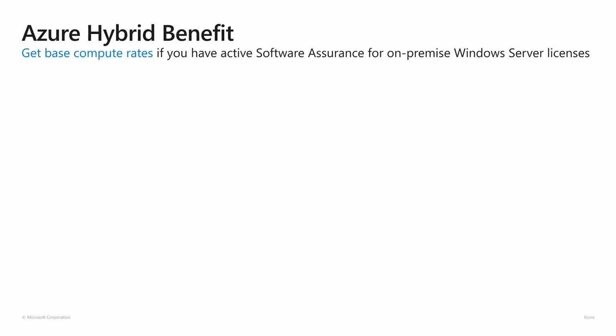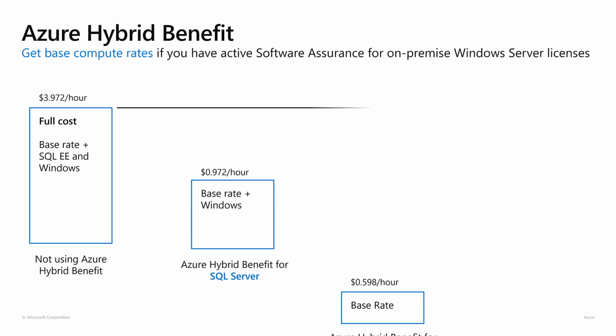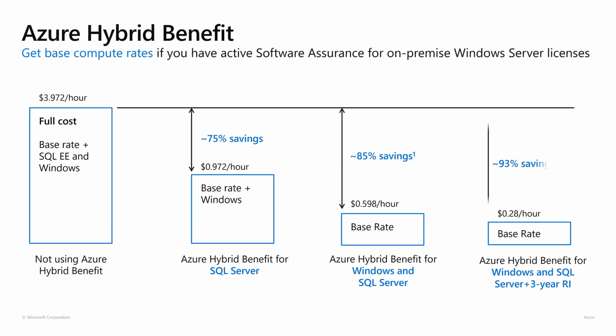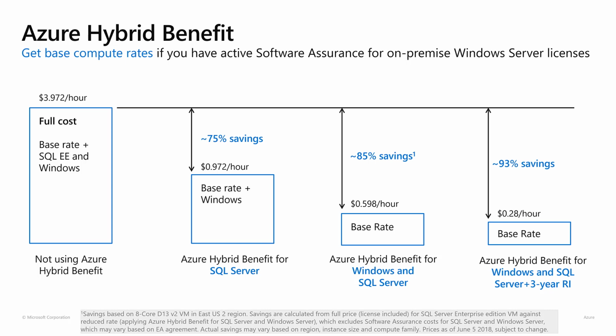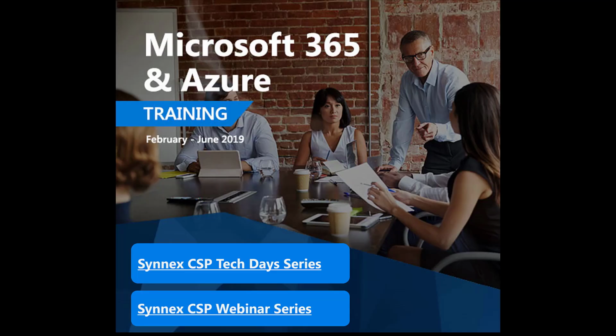So if we take a look at this scenario, this gives a breakdown for a particular scenario where a customer is paying full rates for the hardware and full rates for the licensing. By the time we move across to the Azure Hybrid Benefit for Windows Server and SQL Server with 3-year reserved instances, you can see that the price has dropped from $3.97 per hour down to 28 cents per hour. Obviously this is quite an extreme example, but it gives you an idea of some of the different benefits that the customer can leverage that can really save them a lot of money.